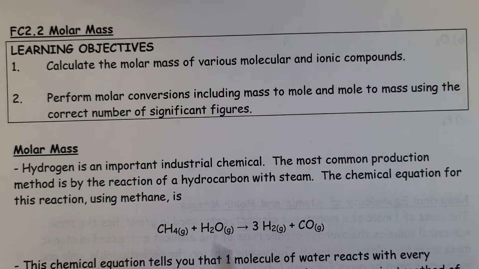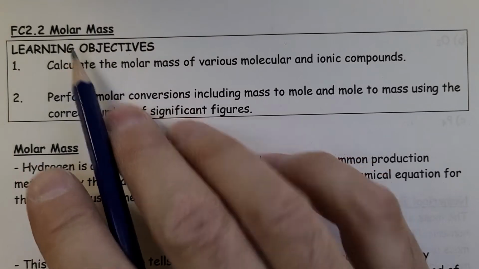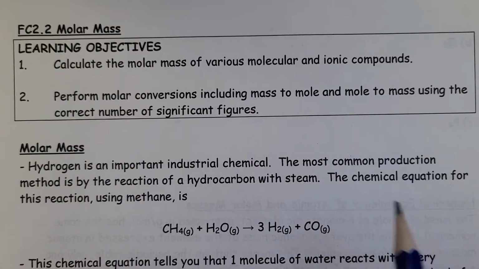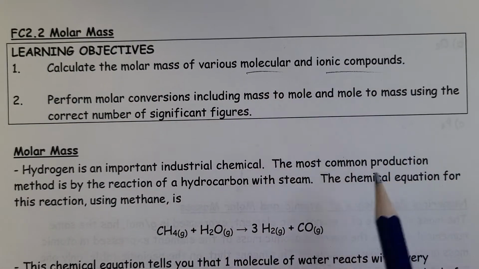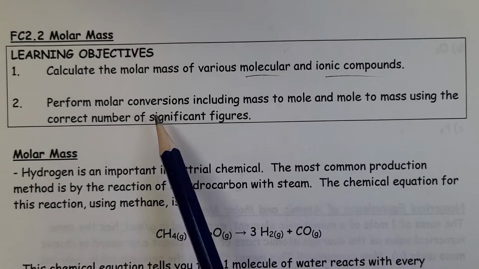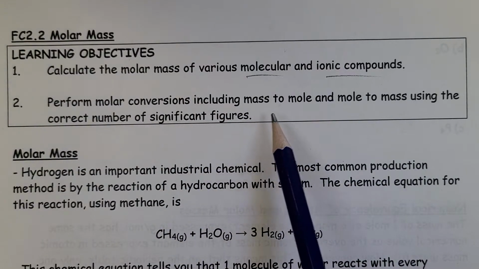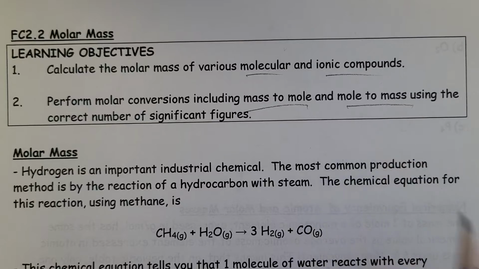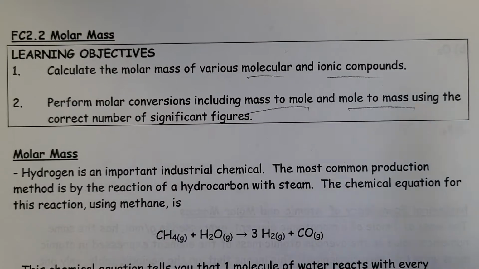So this is the second part of FC2. Molar mass: calculate the molar mass of various molecular and ionic compounds, and then perform molar mass conversions, including mass to mole and mole to mass using the correct number of sig figs.